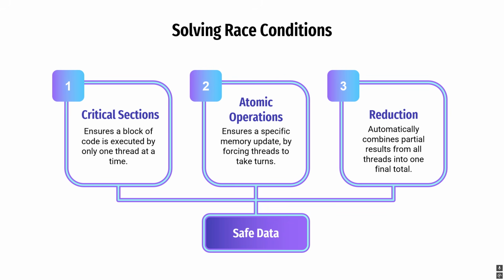The first method is critical sections, which ensure a block of code is executed by only one thread at a time. The second one is atomic, which is similar to critical but faster and forces the threads to take turns. The final method is reduction, which combines all the results from all the threads into one final total.